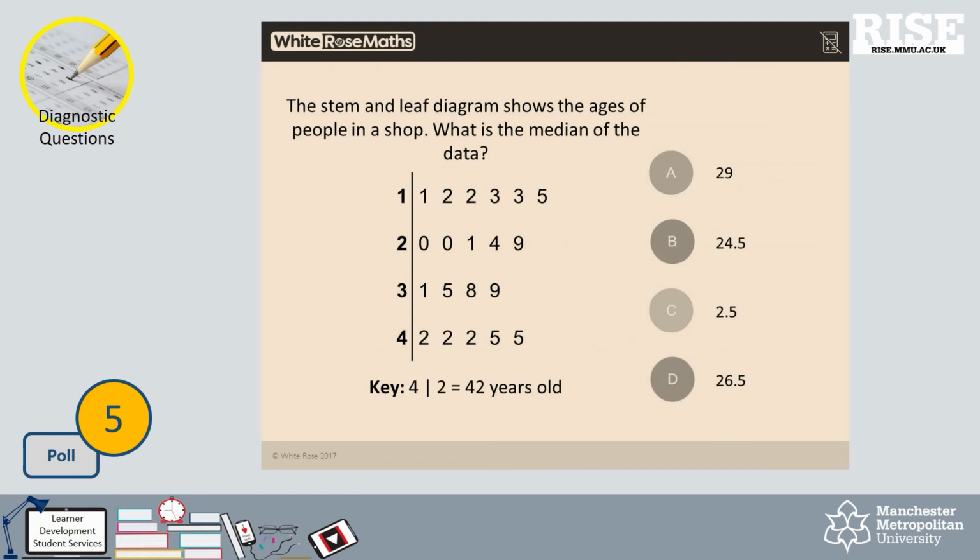The stem and leaf diagram shows the ages of people in a shop. What's the median of the data?